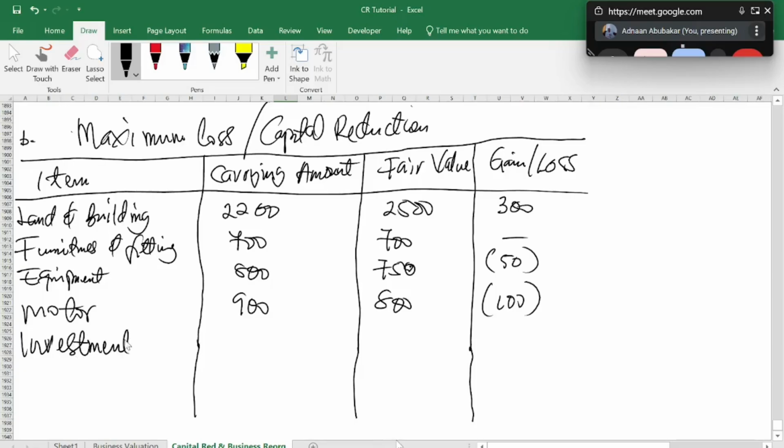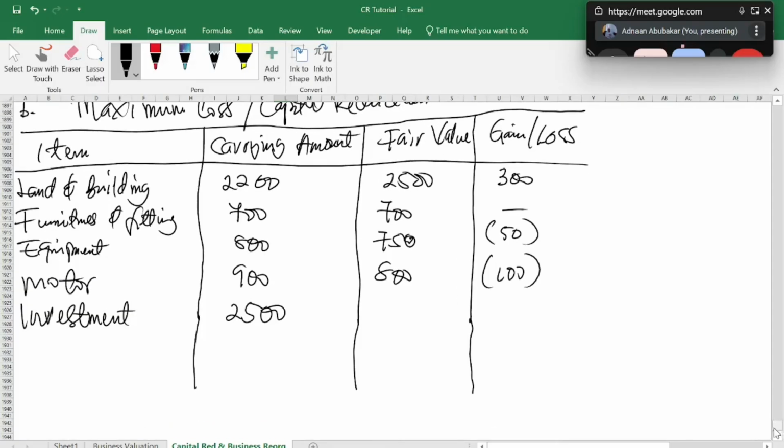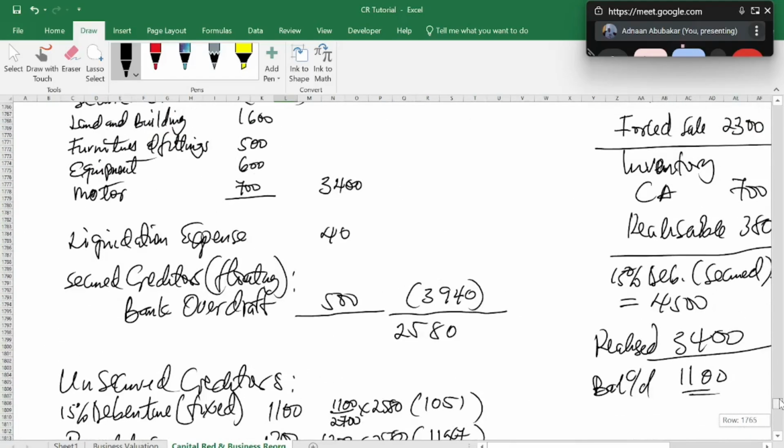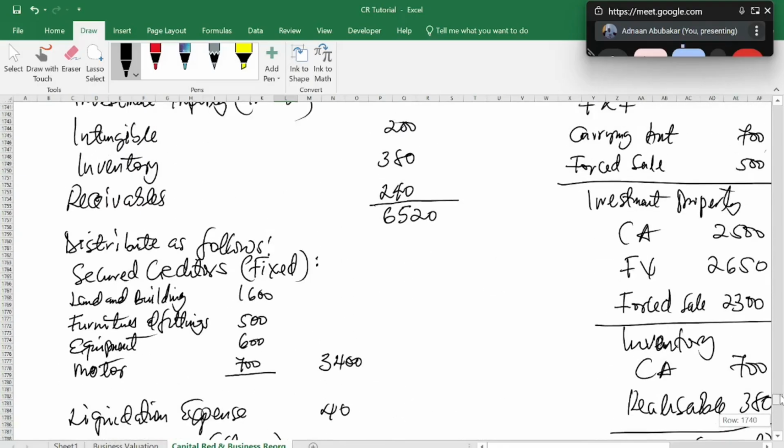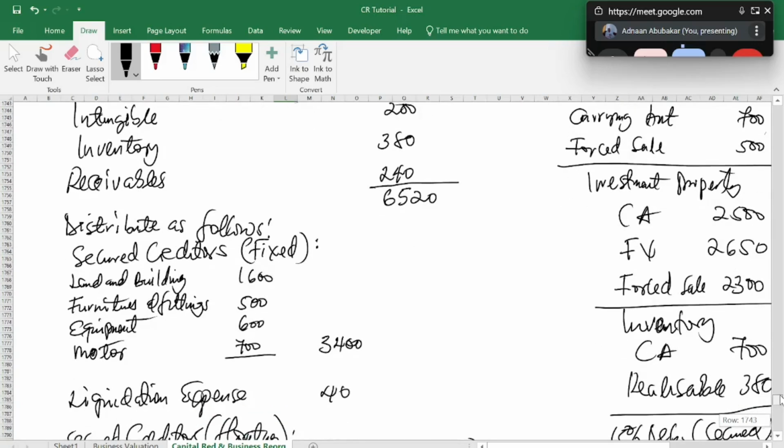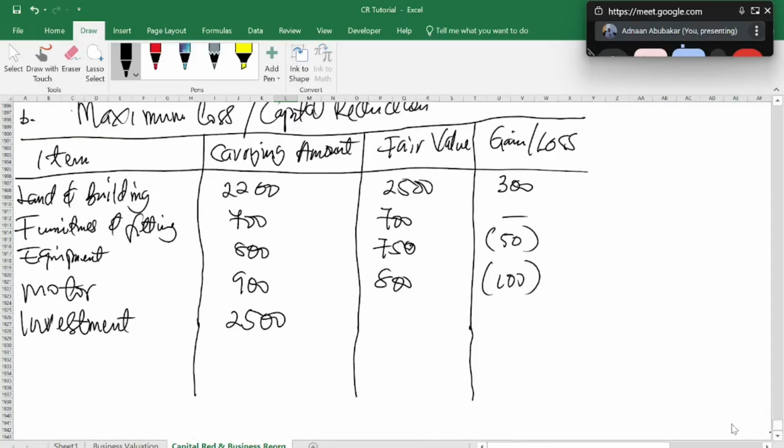What is the carrying amount? Investment property per our tabulation, the carrying amount is 2,500. Good. What is the fair value? 2,650. Okay, good. You compare the fair value and forced sale, so the fair value, 2,650, is indeed the one. Is it plus or minus? It is positive. How much? 150. Okay.